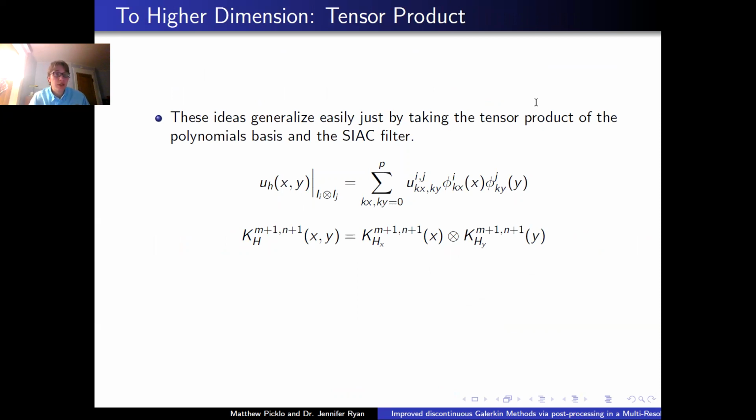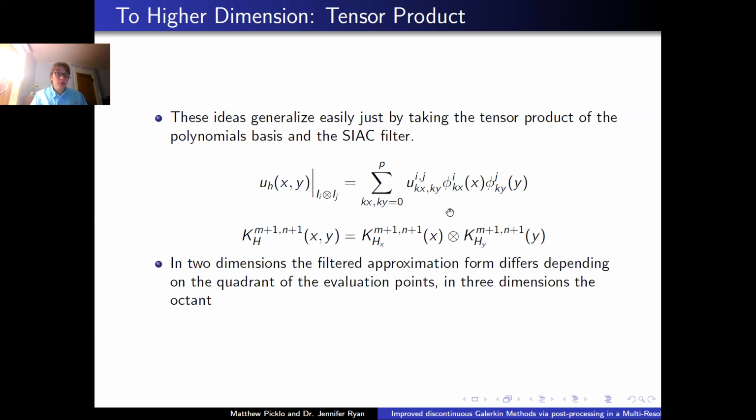So these ideas generalize into higher dimensions. Basically, your projections now, instead of being of one argument, are of two arguments, say in 2D. So you project onto polynomials in X and Y. Similarly, our kernel becomes a tensor product kernel. We take a 1D kernel in X, multiply it by a 1D kernel in Y, and we evaluate a two-dimensional convolution. The filtered approximation forms, those special things we derived, those also generalize. Only now, in 2D, we're going to have 4 different ones, depending upon which quadrant you are in your square element. Similarly, in 3D, we're going to have 8, one for each of the octants.